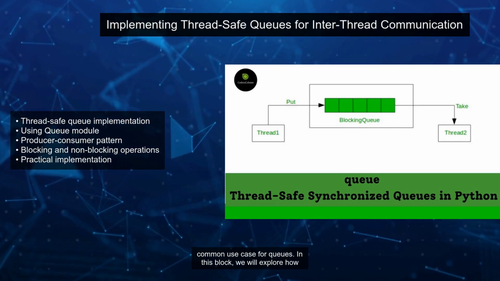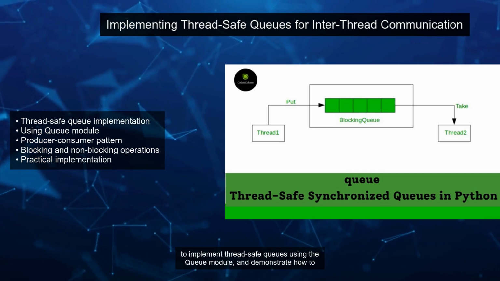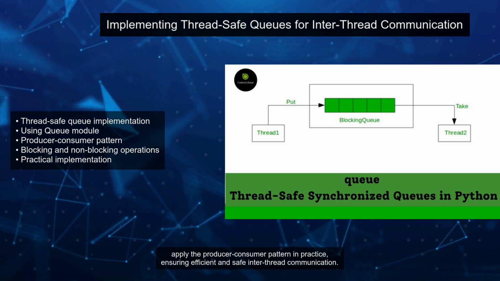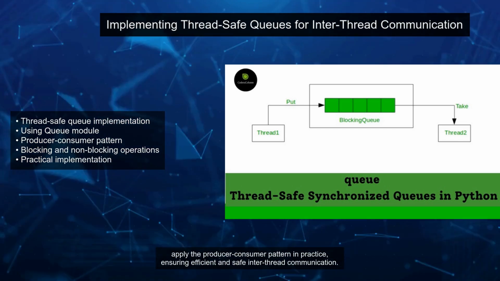In this block, we will explore how to implement thread-safe queues using the queue module, and demonstrate how to apply the producer-consumer pattern in practice, ensuring efficient and safe inter-thread communication.